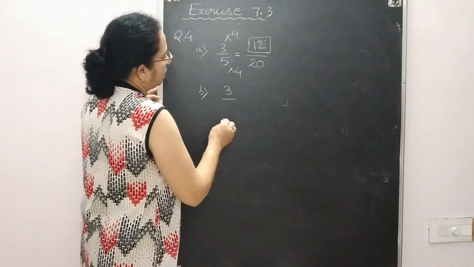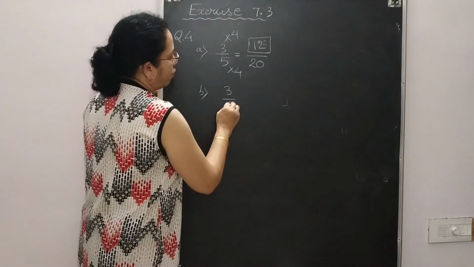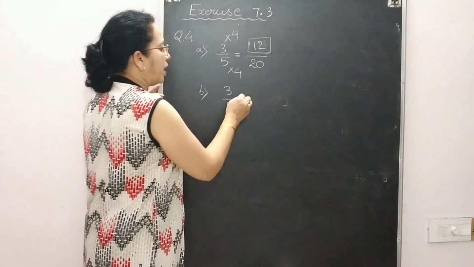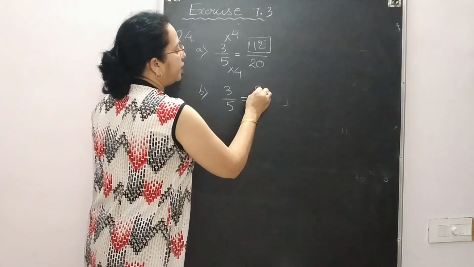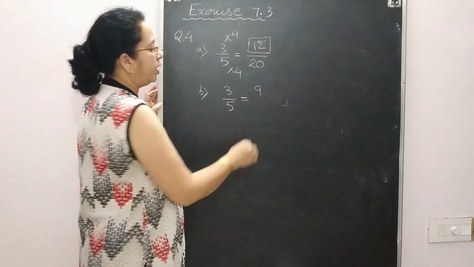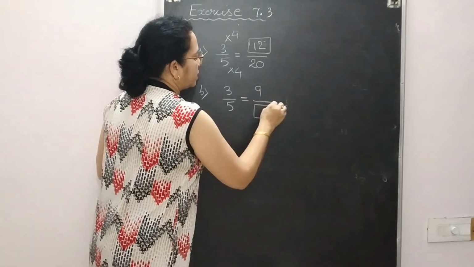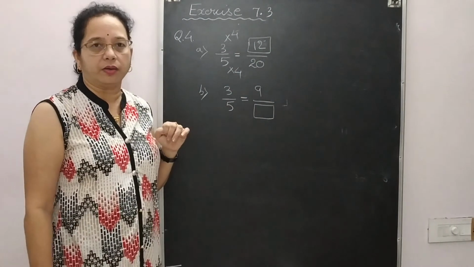Okay. So now again the same question. 3 upon 5. You need to find out equivalent fraction. So you will write equal to sign. And here it is given your numerator is 9. So write down 9 in numerator. And you need to find out which number will come in denominator.